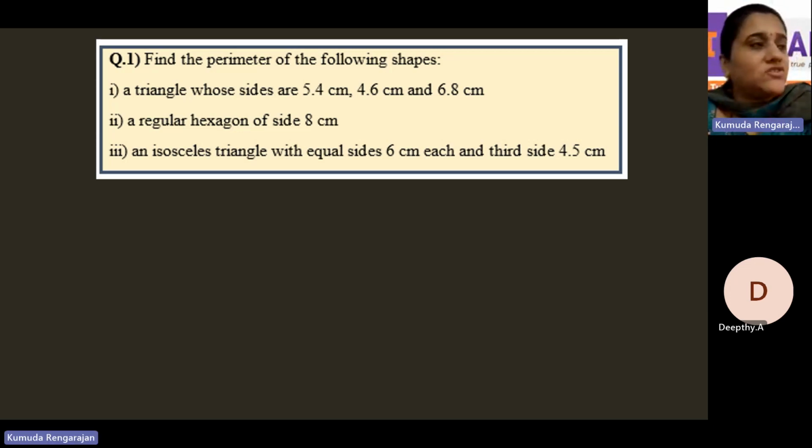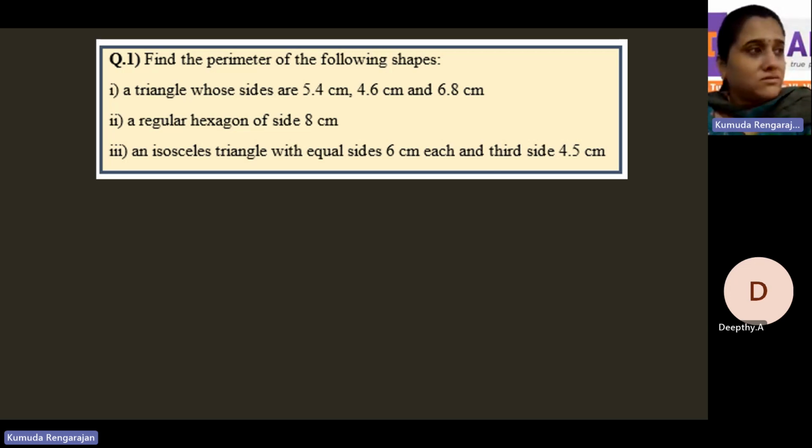Correct. So perimeter of the triangle is equal to 5.4 plus 4.6 plus 6.8, the sum of the three sides. Whatever the sum is, it is expressed in centimeter, because perimeter is expressed in units, not square units, just units, so centimeter.